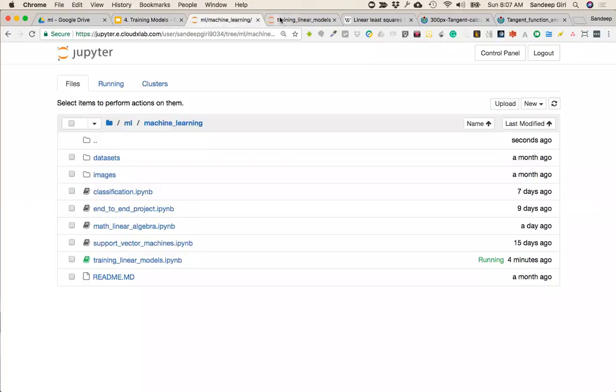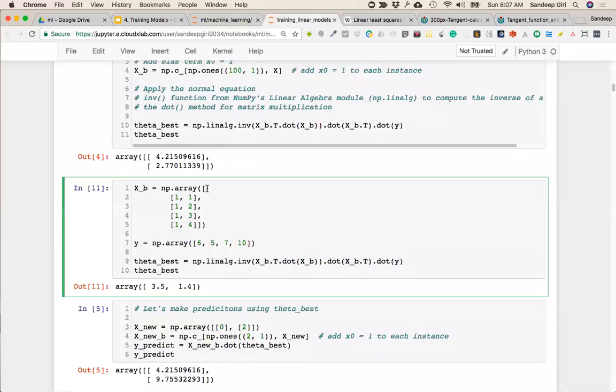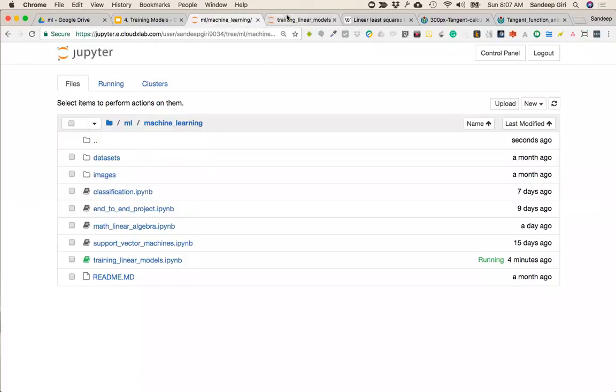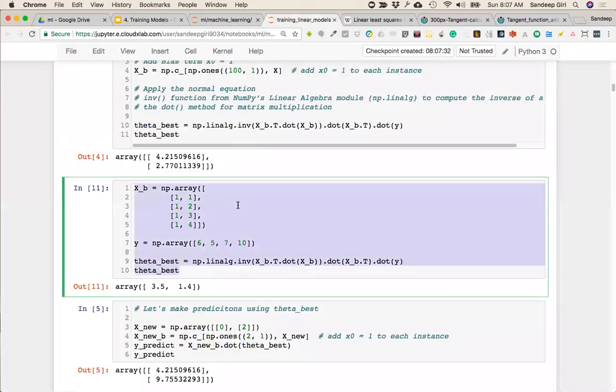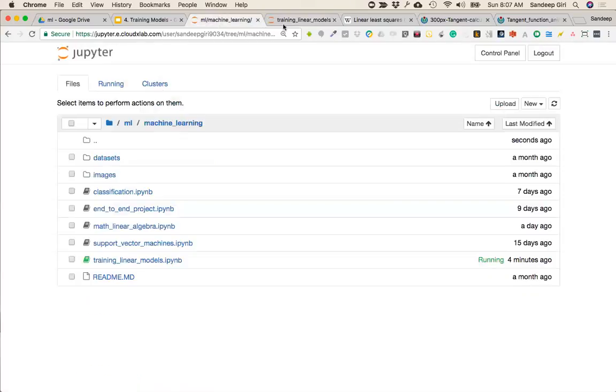Okay. Let me push this to the Git repo. Should I copy paste this code? Let me just push. Okay. Also, let me just open one terminal.